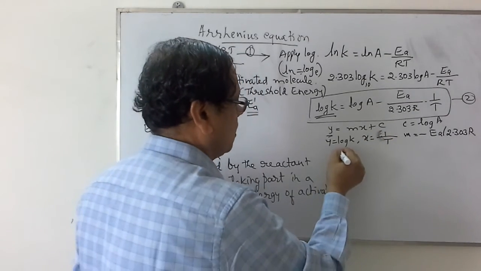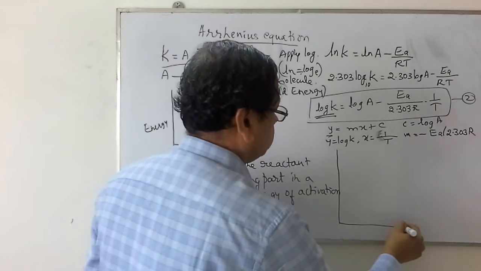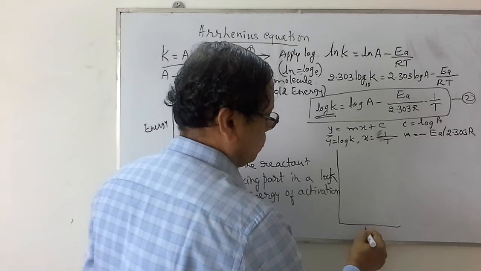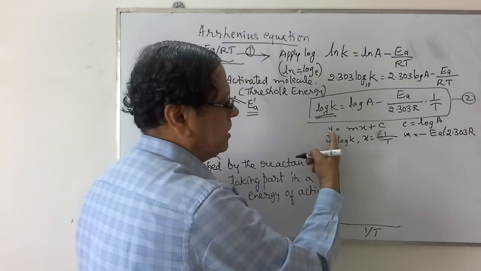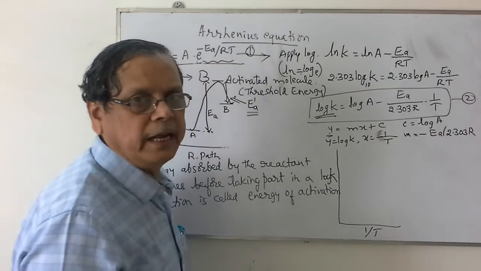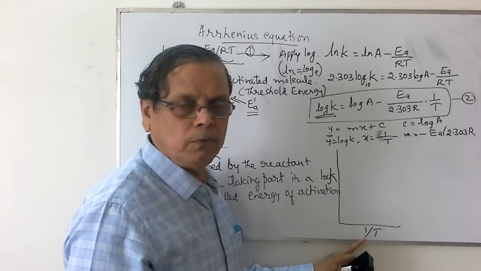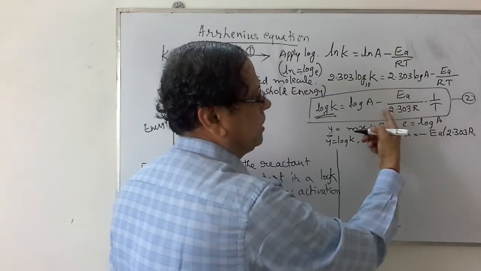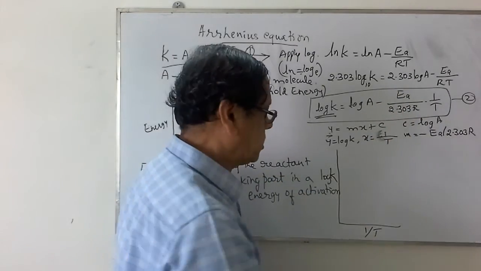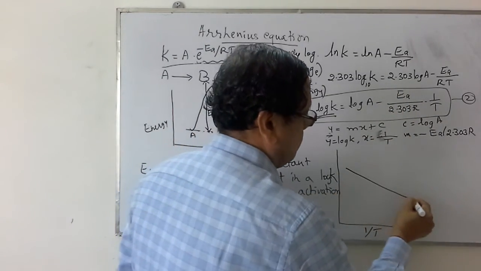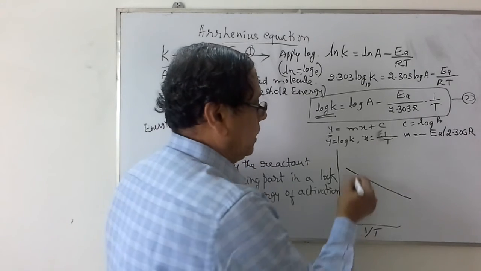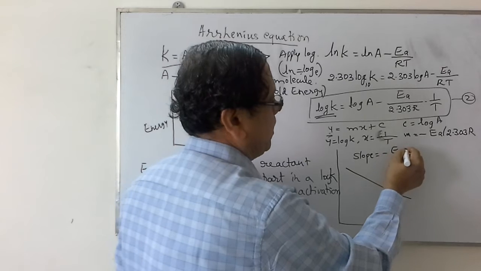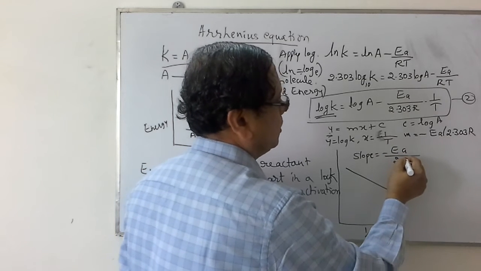So if you draw the graph of log k versus 1 by T, y is equal to mx plus c is an equation of a straight line. Therefore the log k versus 1 by T graph will be a straight line with a slope equal to minus Ea by 2.303 R. So this is the straight line. Here the slope corresponds to minus Ea by 2.303 R.